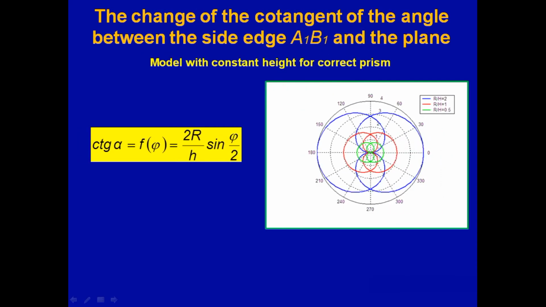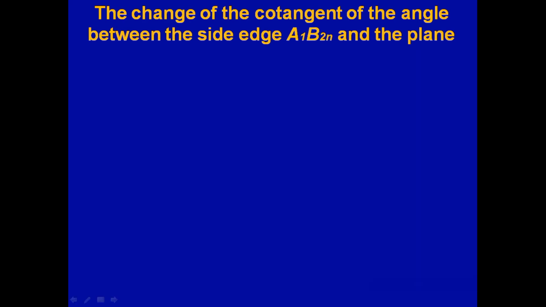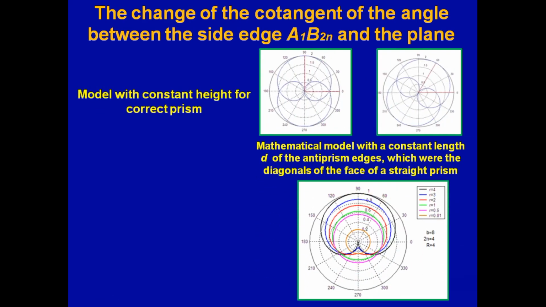rose. We also proved that the cotangent of the angle between the side edge and the base for the model with a constant height satisfies the equation of Guido Grandi roses. And for the model with a constant length of the side edge, the cotangent satisfies the equation of the deformed Guido Grandi rose. We also investigated the cotangent of the angle between the diagonal and the base. Therefore, during the work, we investigated the characteristics of twisted antiprisms that occur during large torsional deformation. Thank you for your attention.